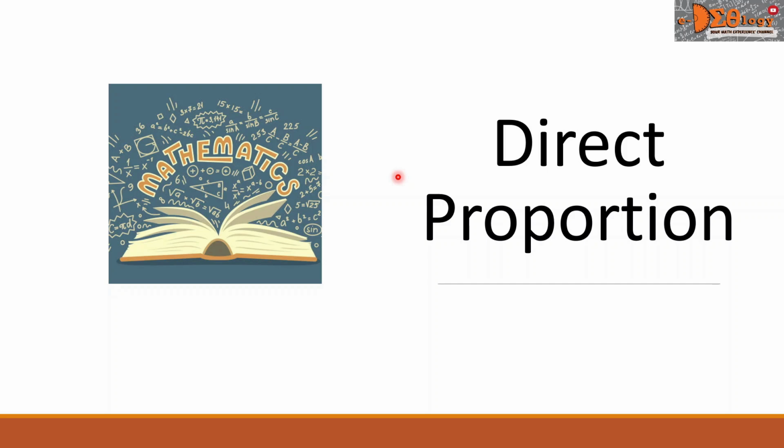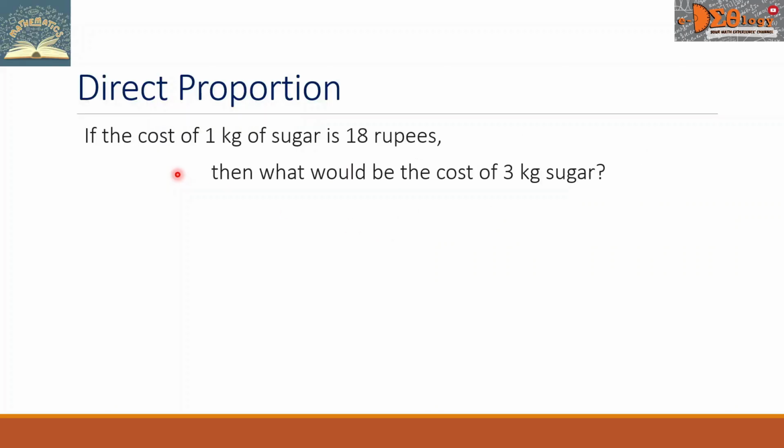Hi everyone. Today we're going to study direct proportion. Let us see this problem. If the cost of 1 kg of sugar is 18 rupees, then what would be the cost of 3 kg of sugar? The answer here is 54 rupees.